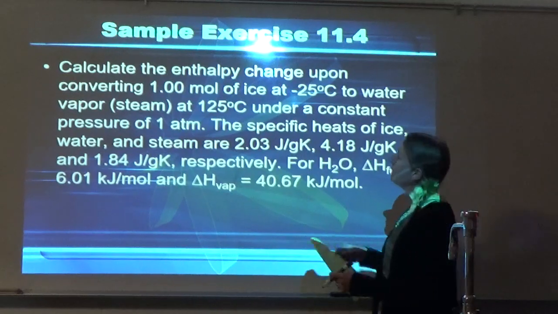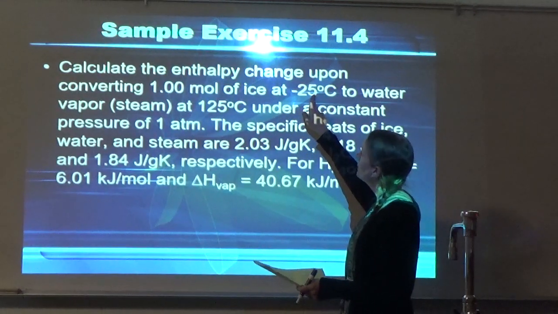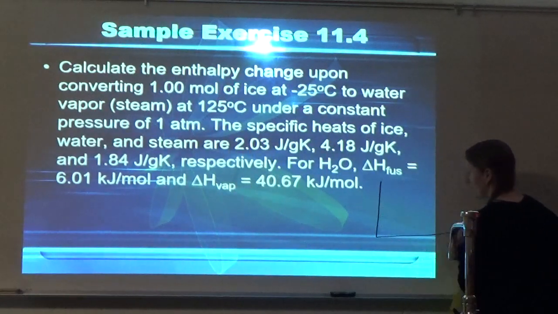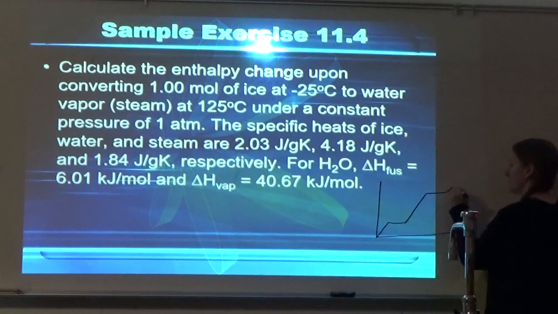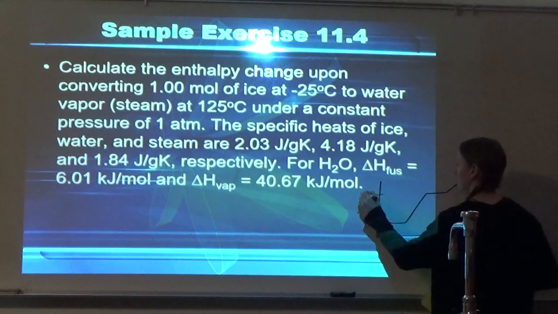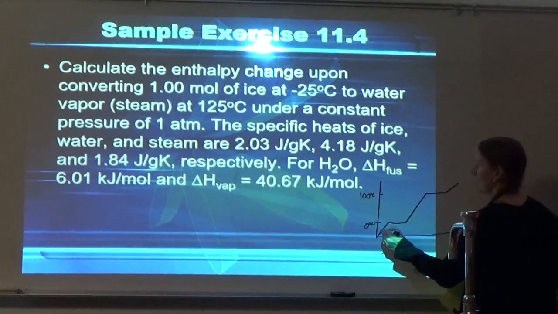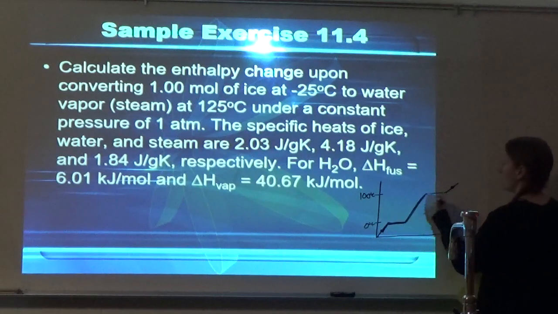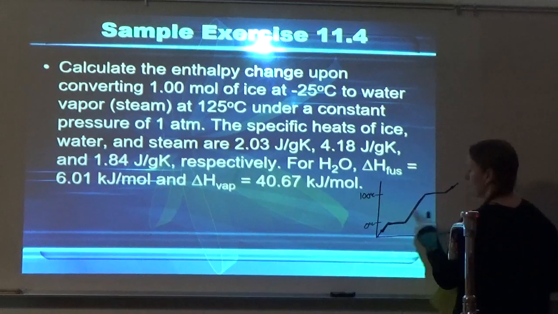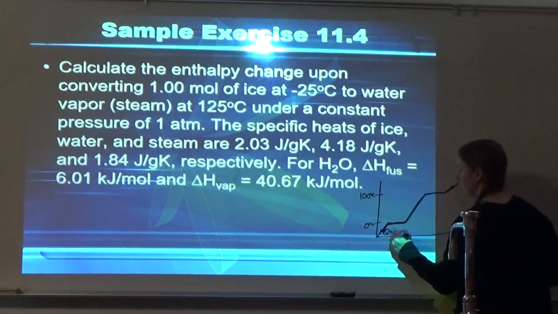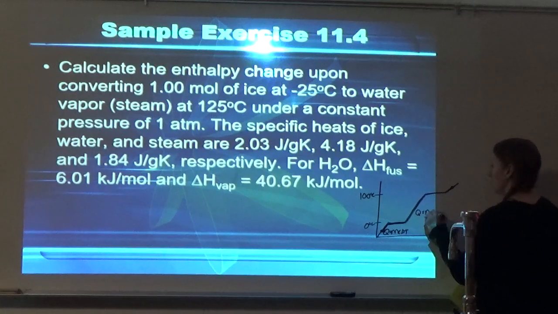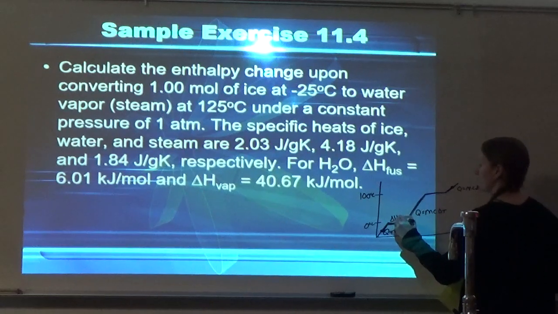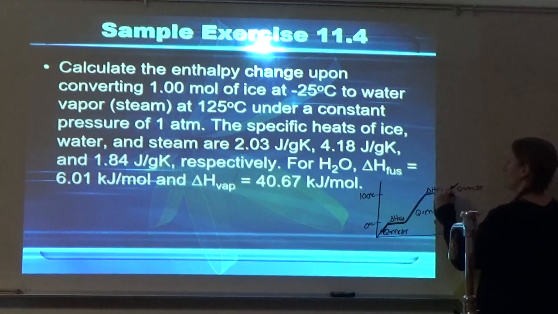First we need to go from negative 25 degrees Celsius to 0 degrees Celsius. Remember, we're going to work our way up our heating curve, so let me draw our heating curve real quick. We're starting at negative 25 and going to 125, so this is going to be a 5-step process. On these steps, I can use Q equals MC delta T, and on this, I use delta H of fusion, and on this, I use delta H of vaporization.